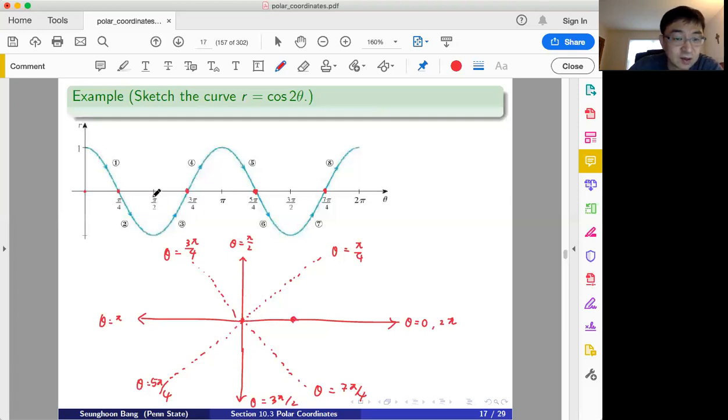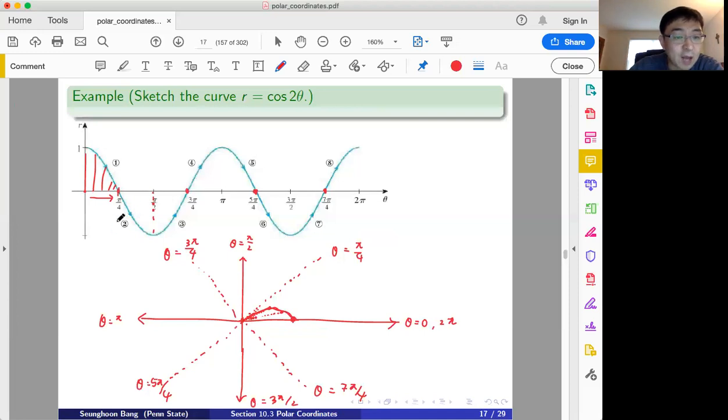Here, pi over 4. So what happens? The angle is increasing from 0 to pi over 4. The length starts at 1 and decreases till 0. So the angle is increasing and the length is decreasing. You can connect this endpoint, approaching 0, like this.